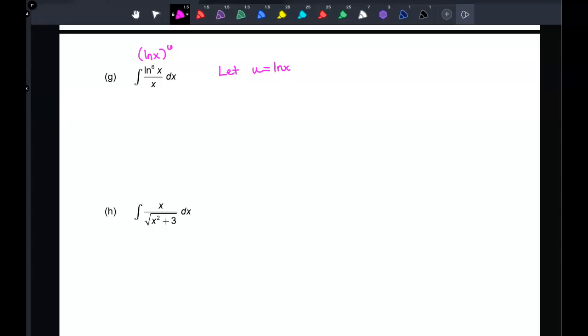So also I'll give you a hint. If you see something with a logarithm and there's an x in the denominator, you're going to make the logarithm u. Because what happens when I take the derivative? 1 over x. Good. So I get 1 over x dx, which is what I have here. Okay, so when we do rewriting this, it becomes just u to the 6 du.